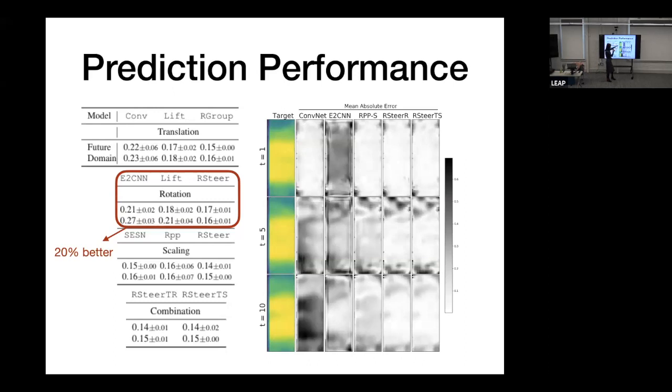So this is the prediction error visualized for this image over time from t equals 1 to t equals 10. So this is the error, right? The white is the best, the white is 0. And then we can see the predictions from the relaxed steerable compared to the baseline.